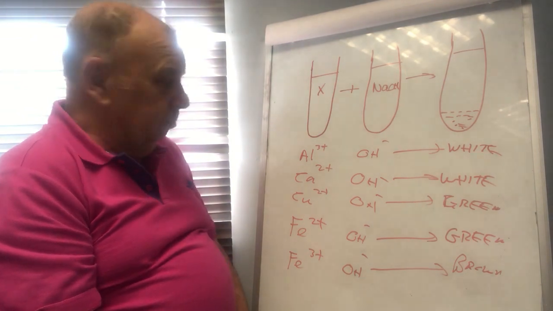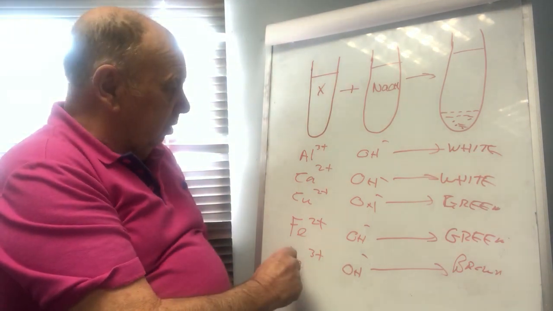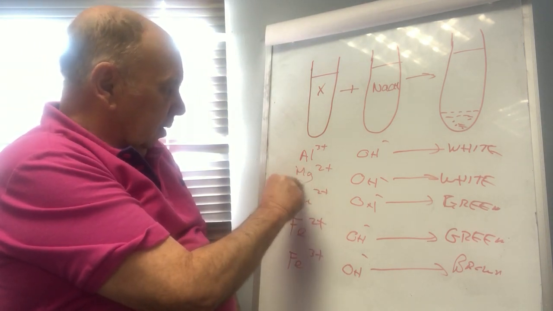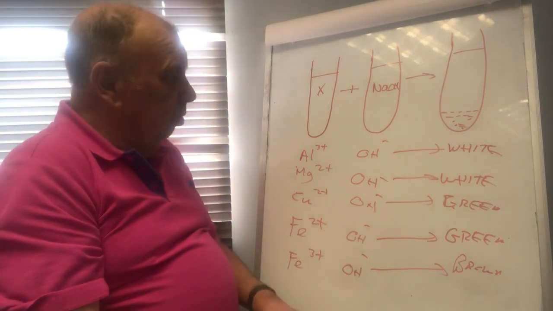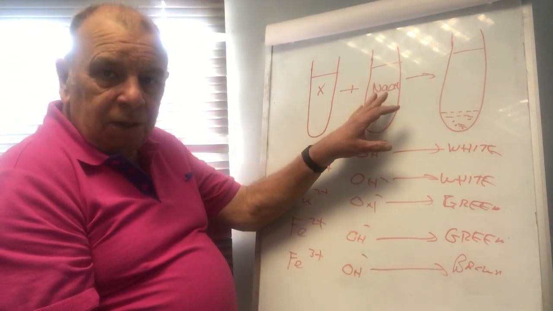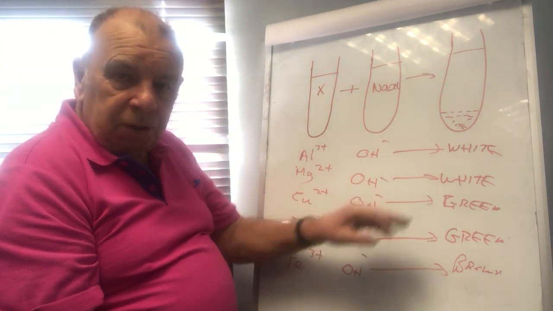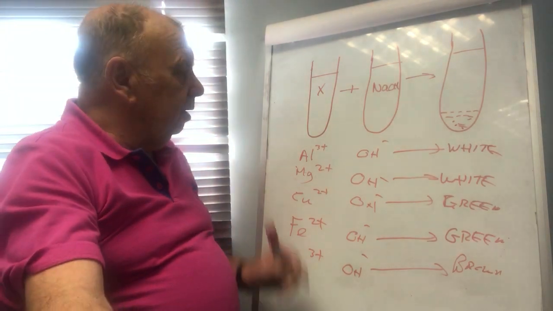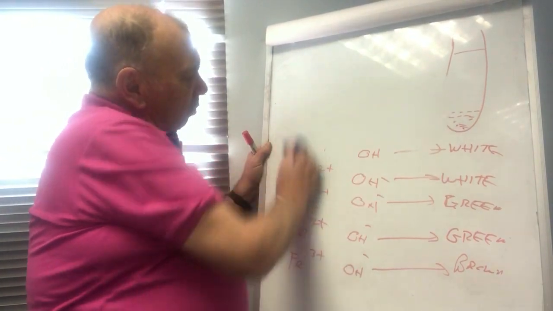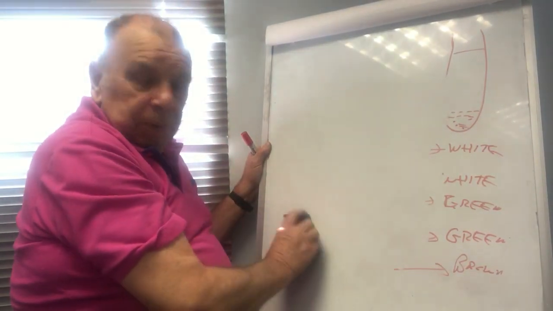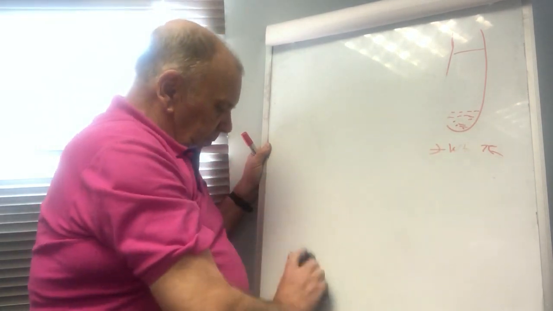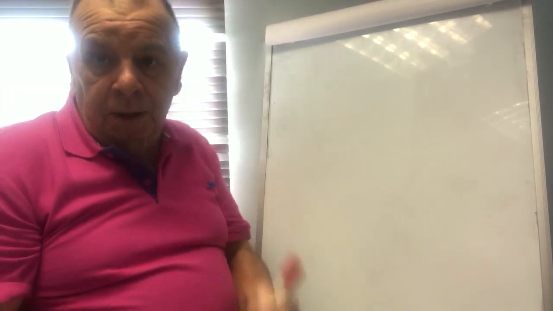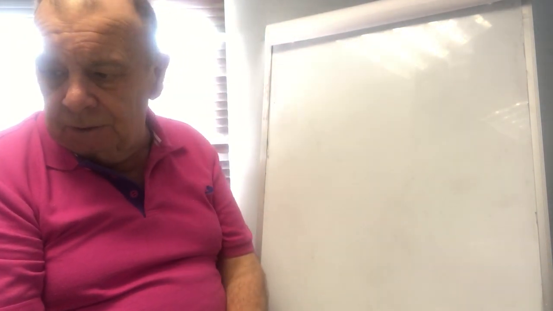Magnesium, I've run out of space here, let's change it to Mg. Magnesium ions react with hydroxide ions and produce a white precipitate of magnesium hydroxide. So we've looked at flames produced by cations, colours, and we've also looked at the precipitates formed by adding sodium hydroxide solution.